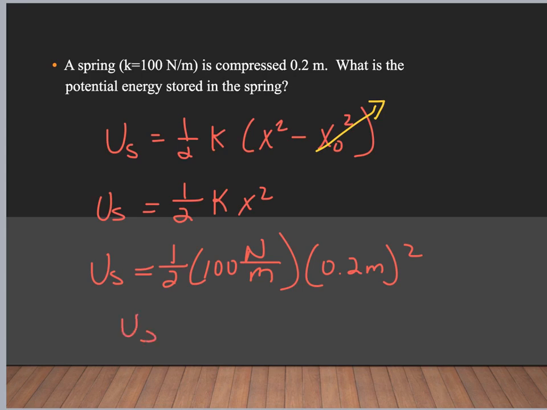What is the value of the spring potential? Spring potential here is 2 joules, right? Looking at the units, you can see that we have a newton over a meter times a meter squared. Those cancel out, leaving newtons times meters.